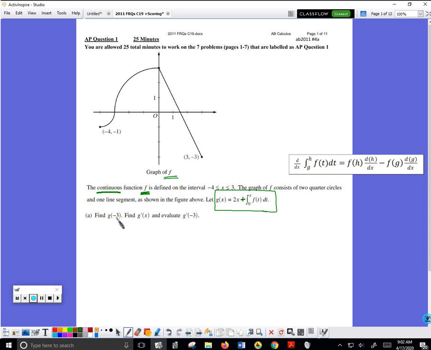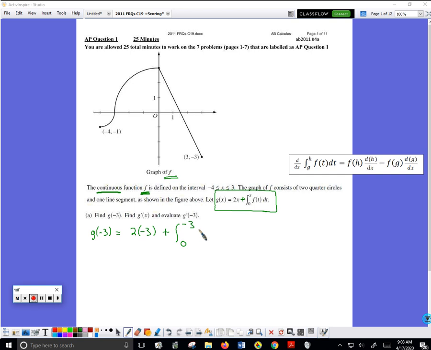Find g of negative 3. Well, I have a formula for g. So g of negative 3 must equal 2 times the x value, which is negative 3, plus the integral from 0 to negative 3. Now, I can just pause the video and check something. Okay, I was just making sure that the plus was very visible on the PDF file, and it is, so we're good there.